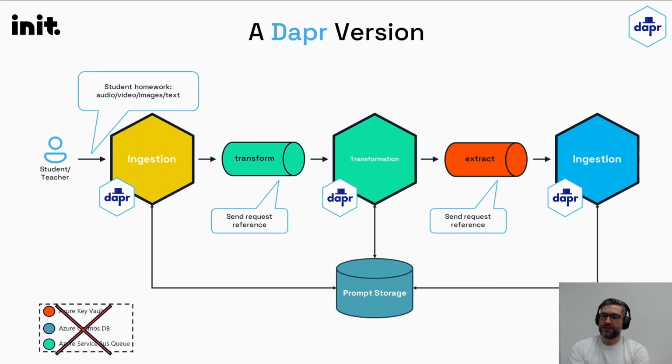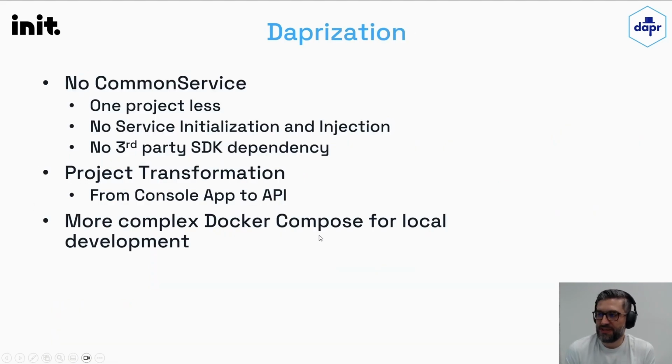In the Dapr version, what we will achieve is basically to get rid of the common services. So that is the first and most important benefit of the Daprization. We remove the common services that have the implementation of how to talk to Cosmos DB and how to send and receive requests to the Service Bus queue. And then, instead of that, we get one Dapr sidecar container next to our 3 microservices. So the Daprization basically starts with one big deal, and that is we don't need the common services anymore.